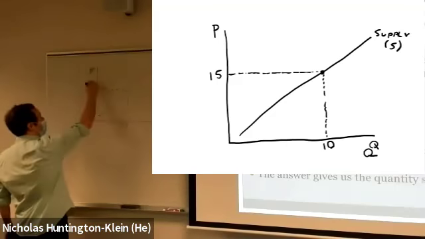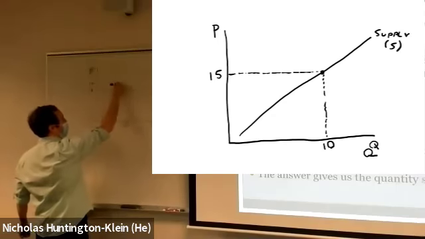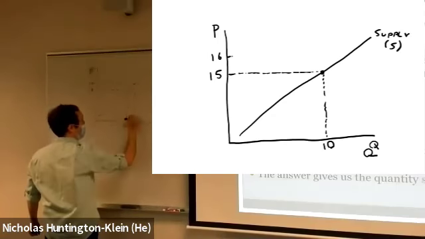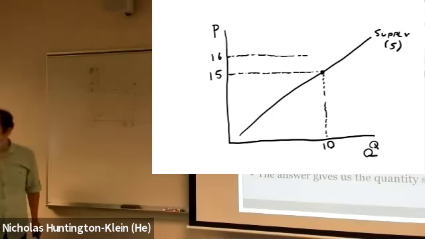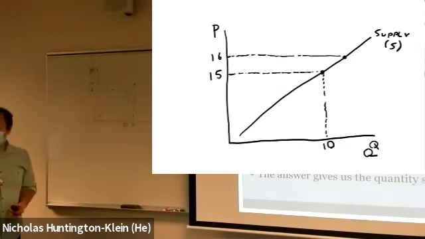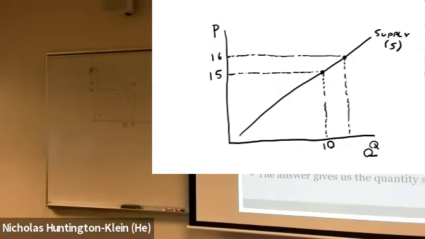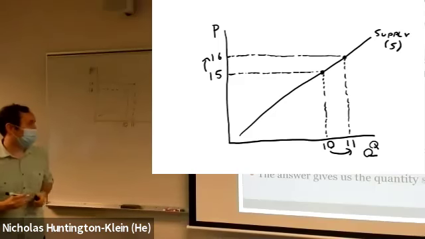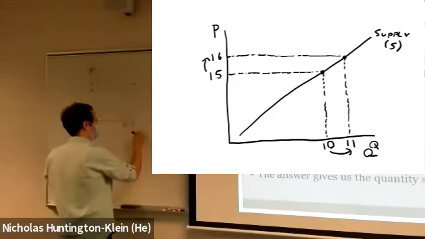If the price went up, let's say it goes up to 16, now we are going to find it worthwhile to provide that 11th chair. So it's going to show us as the price rises, how is the number of units that we want to provide going to go up as well? What is the relationship between price and quantity supplied?